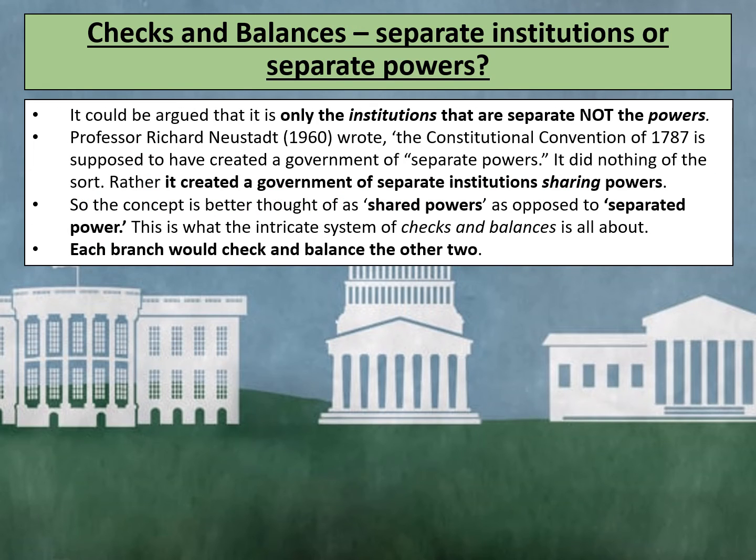The checks and balances system helped create, enforce and maintain the separation of powers as outlined in the Constitution. However, it can be argued that the separate branches of government are separate, not the powers themselves. Professor Richard Neustadt wrote, "The Constitutional Convention of 1787 is supposed to have created a government of separate powers. It did nothing of the sort. Rather, it created a government of separate institutions sharing powers. So the concept is better thought of as a shared power as opposed to a separated one." This is what the intricate system of checks and balances is all about. Each branch would check and balance the other two.